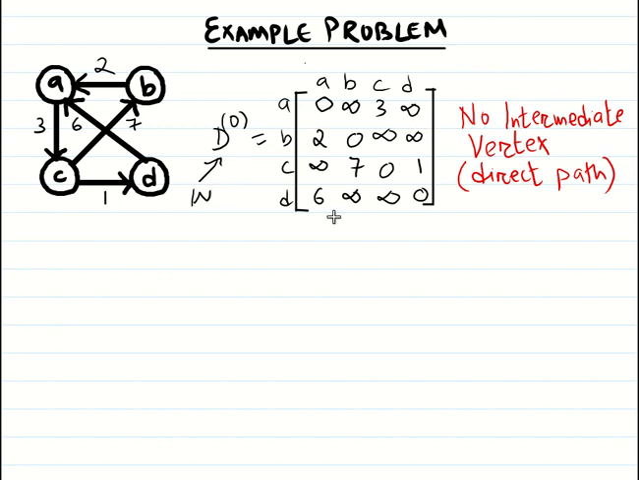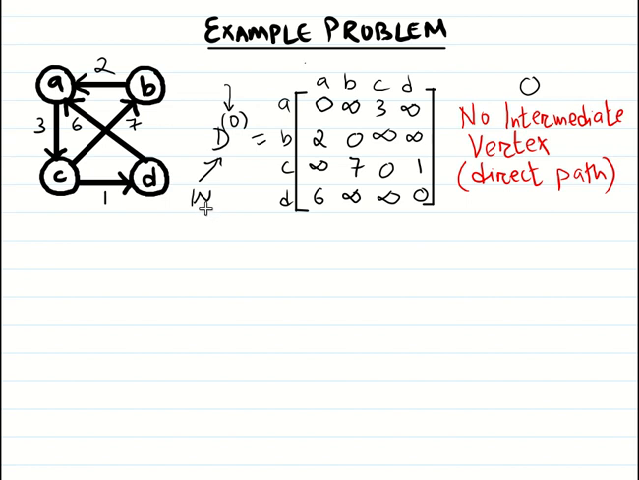So in this distance matrix D0, as this is 0, that means we have no intermediate vertex. So we are only considering the direct path from the source to the destination and not considering any intermediate vertex. Therefore, D0 is equivalent to W.